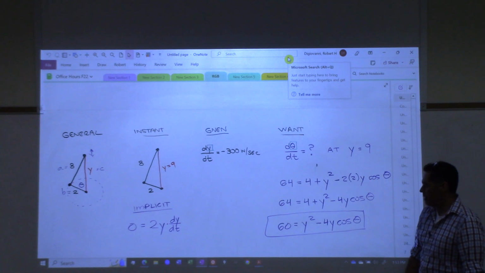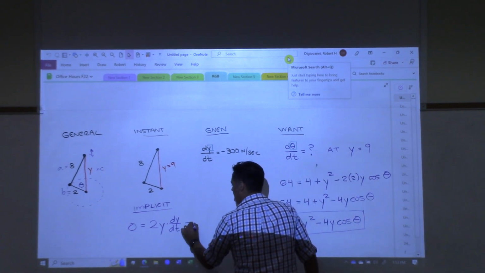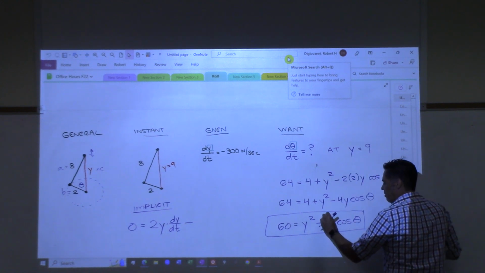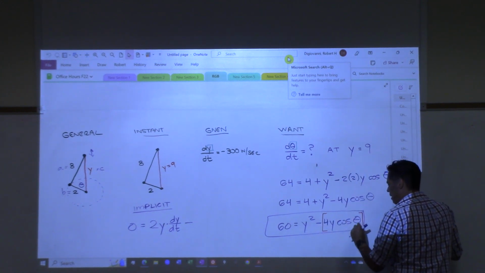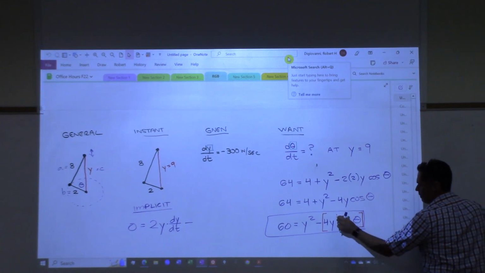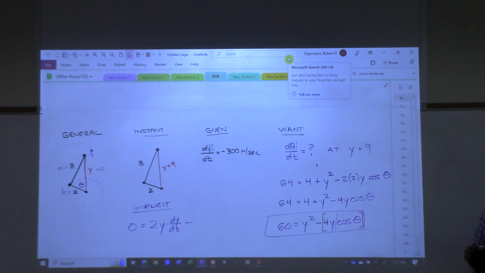Okay, I'm going to do it this way. Minus, I'm going to leave the minus. And what I want you to do is look at this right here. I want the derivative of that, which is going to require the product rule, right?